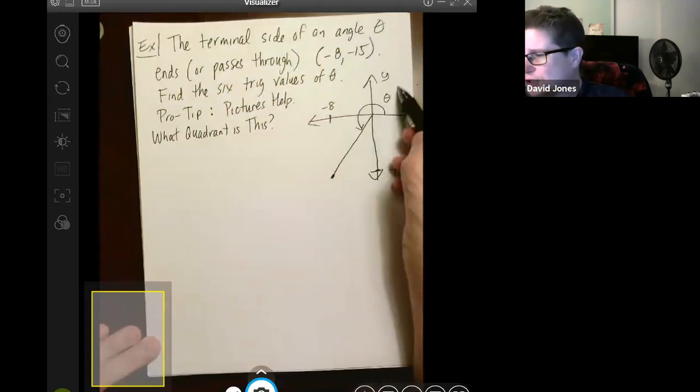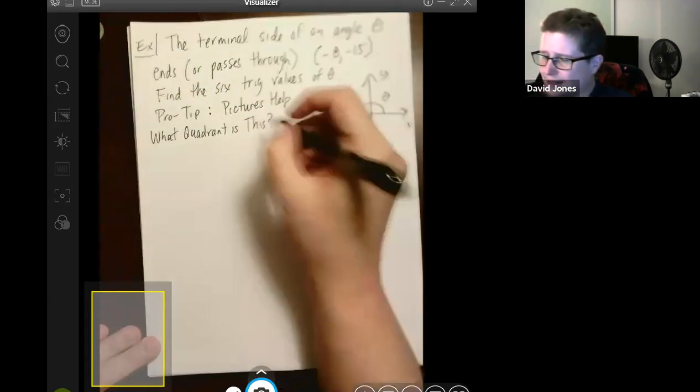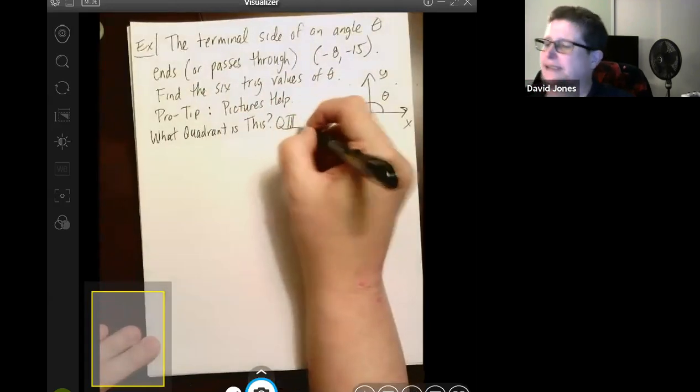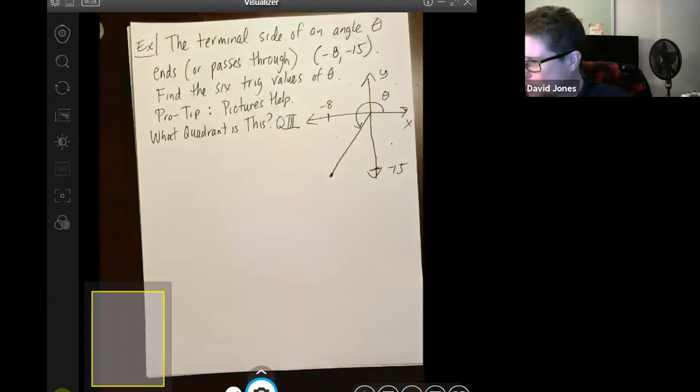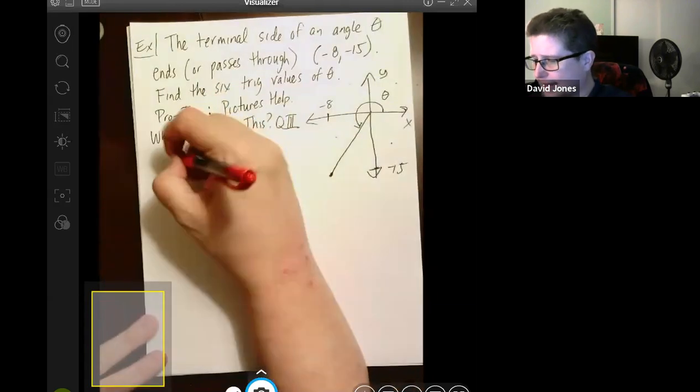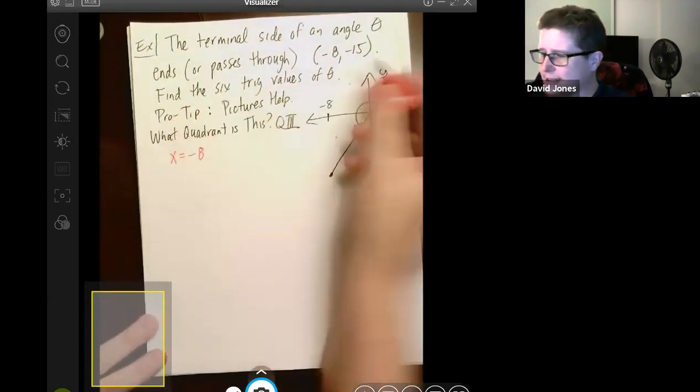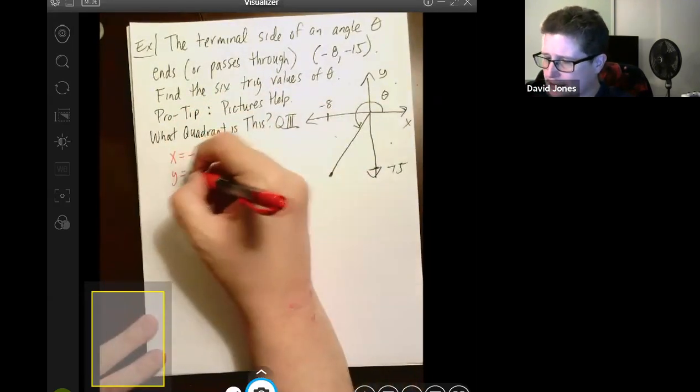Remember, it goes 1, 2, 3, 4. This is quadrant 3. All right, so back to where we're at. Finding the trig functions. What are our values here? X is right out of the coordinate system, so is Y.